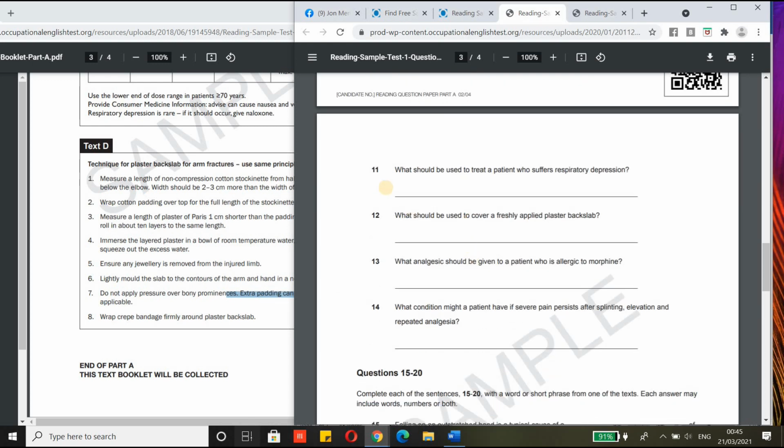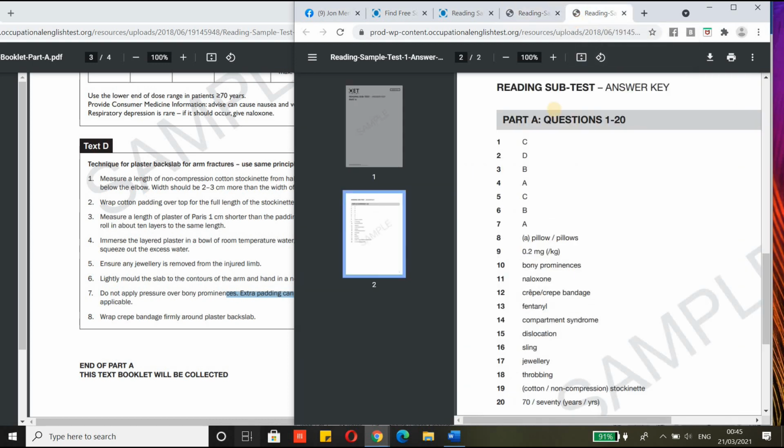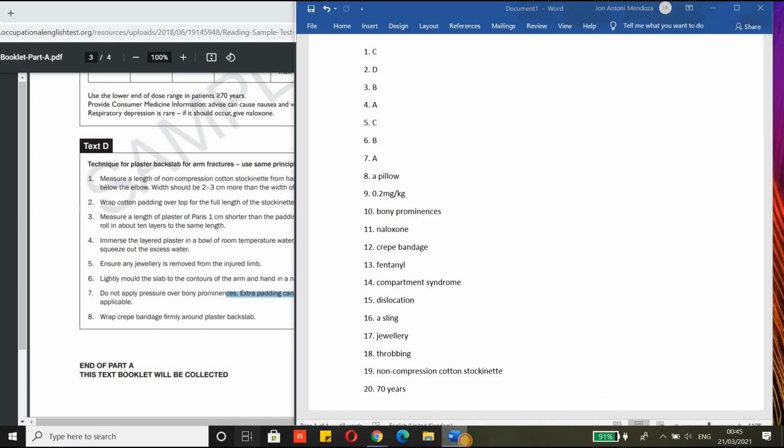Number 11, what should be used to treat a patient who suffers respiratory depression? So naloxone. That's the antidote for morphine overdose or opiate overdose. So naloxone is your antidote for morphine overdose. Okay, so that's it. Naloxone.